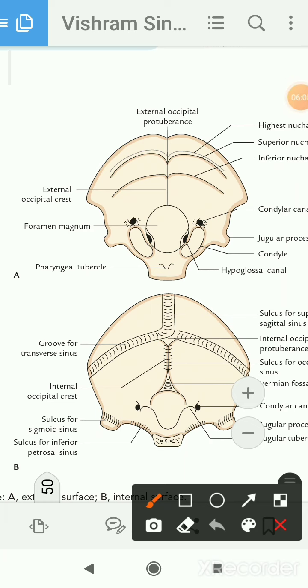And you will find a depression on each side of this pharyngeal tubercle, and at this depression there will be insertion of the longus capitis muscle. And close to the anterior end of this tubercle, you will find insertion of the rectus capitis anterior muscle.